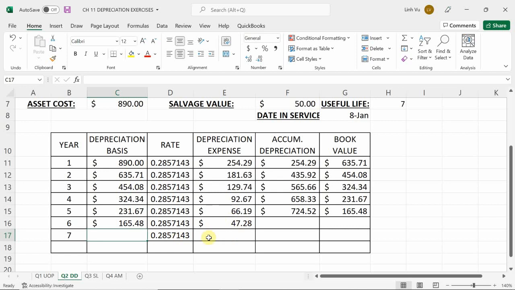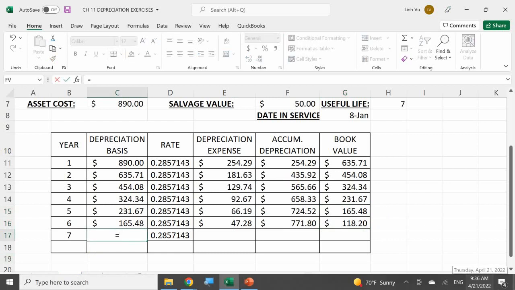All right, Excel's picking up what I'm doing here. So it says I got $47.28 for my depreciation expense for year 6. So what's my accumulated? 771.80. Okay, 771.80 minus 890 gives you a total book value of 118.20, which you carry over to the 7th year.